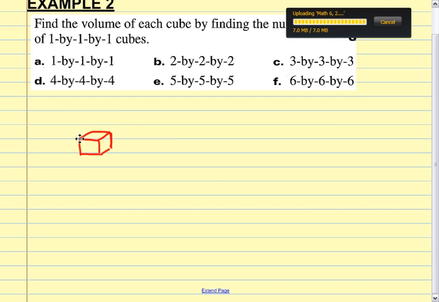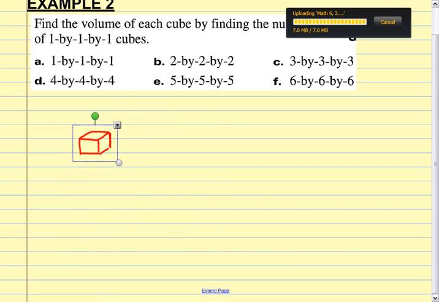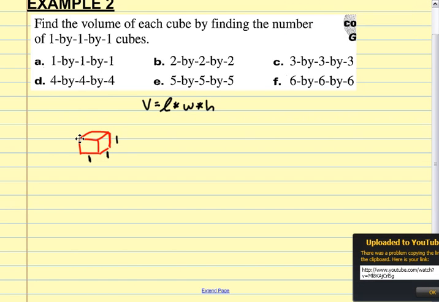We can make it bigger. We're going to keep it like this for now. In this first problem, the volume is the length times the width times the height. Okay, volume equals length times width times height. But in a cube, aren't all those numbers the same? Yes. Right? Because all the sides are the same length. So this first one is 1 times 1 times 1.